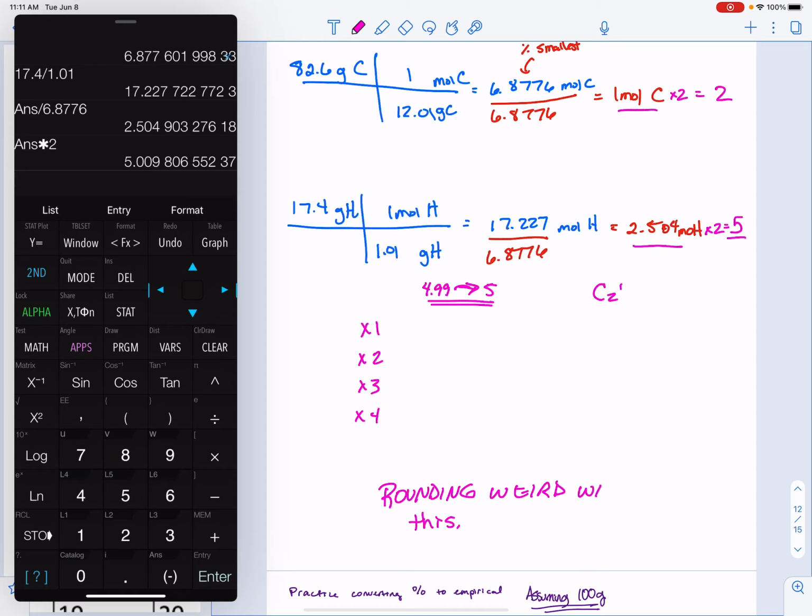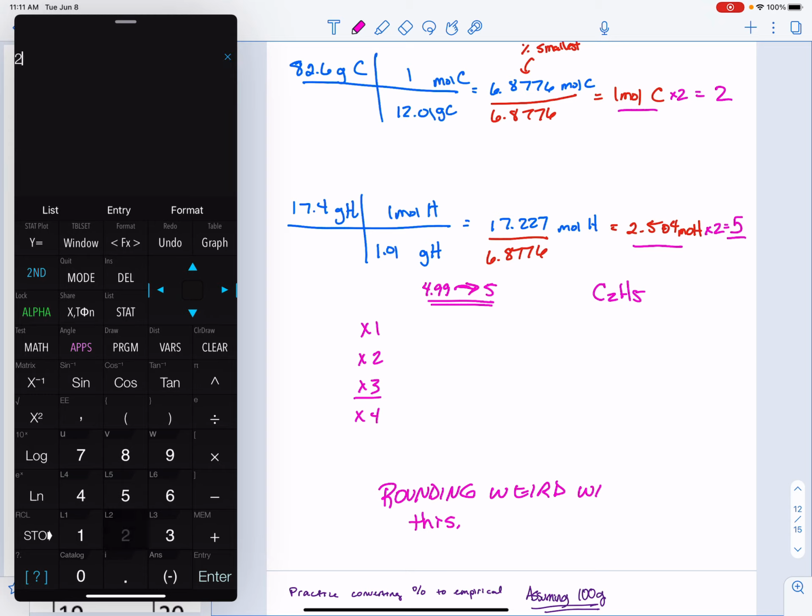It's C2H5. Now, let's say I had skipped the 2 and jumped to 3. That 2.504 number, if I had multiplied that by 3, do you see how that's not an even number? So it can't be the times 3 one. I can even try the times 4. You'll see that one won't work either. 2.5 times 4. Well, okay, sorry. It did work. Let me show you what happens if you multiply both of them times 4.